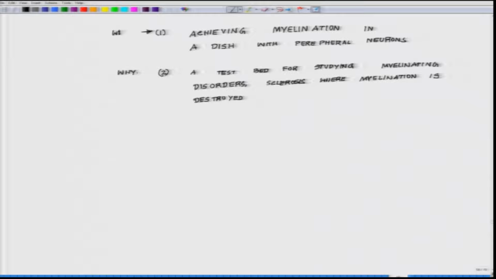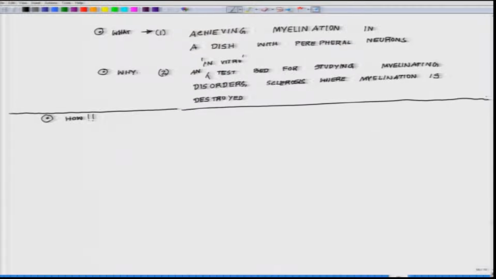So, you have why, what, and let me say in vitro setup or in vitro test bed. So, this is your what, this is your why. Now comes how you achieve it, and this is what we are going to discuss now for the next 15 minutes: how you can create such a test bed.